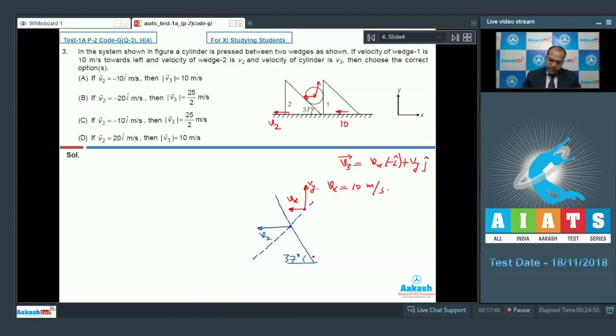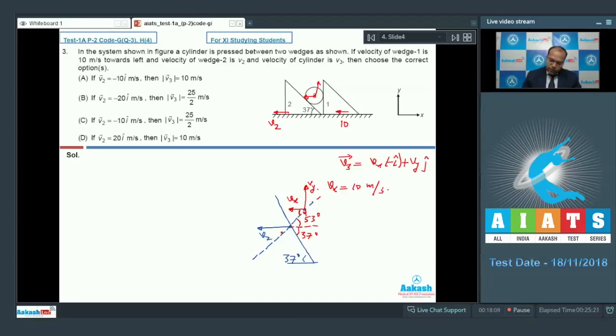If this angle is 37 degree, then I can say that this angle is also 37 degree and this angle is equal to 53 degree. So if this angle is 37 degree, then this angle is also 37 degree and this angle is equal to 53 degree.